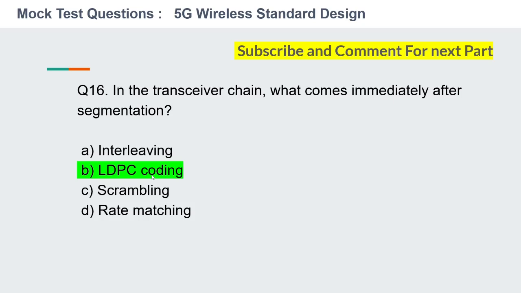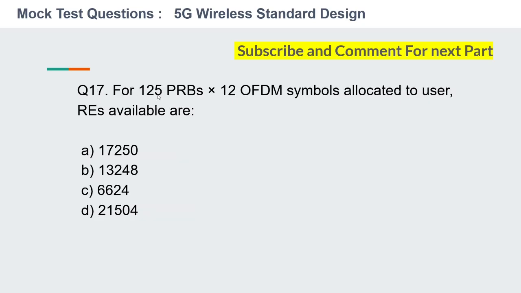Now let's go to our question number 17. For 125 PRBs and 12 OFDM symbols allocated to a user, REs available are, so these are the options: 17,250, 13,248, 6,624, 21,504. So your time starts now. And the answer is A, 17,250.